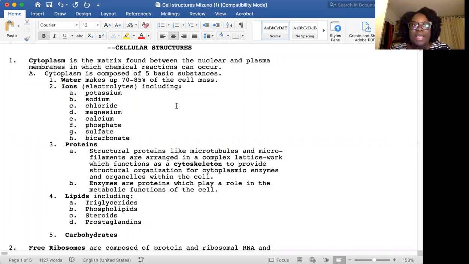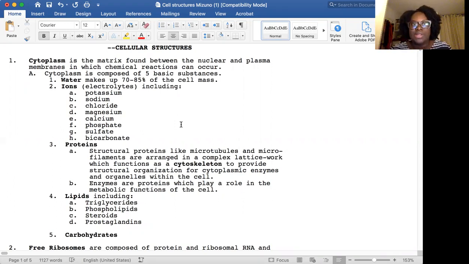Cellular structures. Cytoplasm is a matrix found between the nuclear and the plasma membranes in which chemical reactions can occur. So right here, we can see that cytoplasm is between the nuclear and the plasma membrane. So we know that it's this area in the cell.